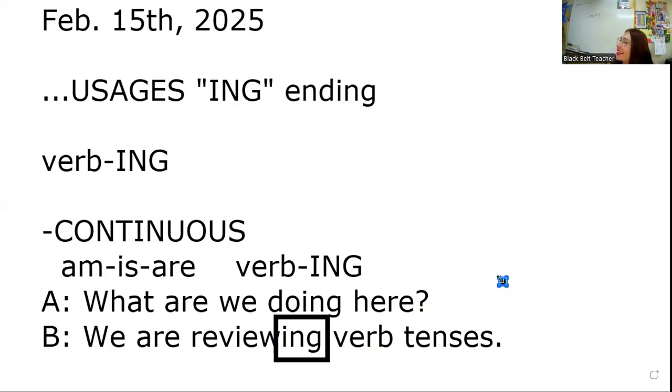So -ing, we use -ing for the main verb to give that continuous idea, the idea that this action is in process, it's happening right now. So this is present continuous.